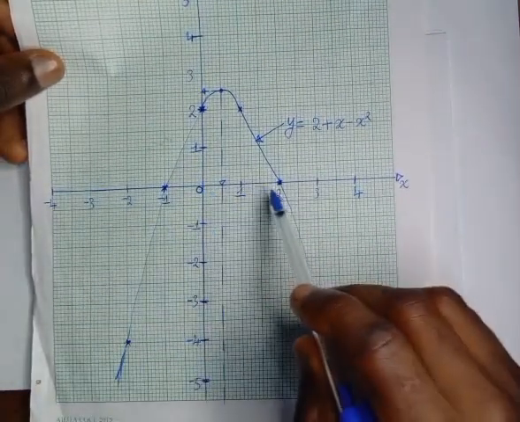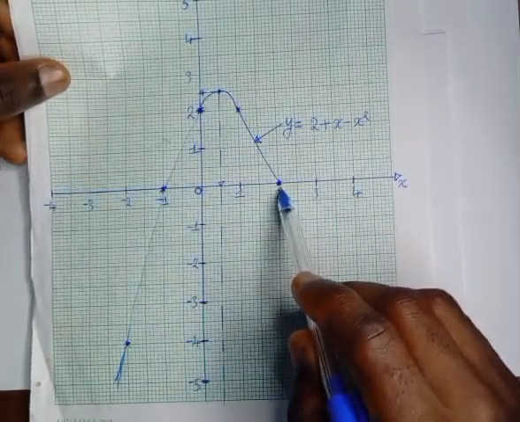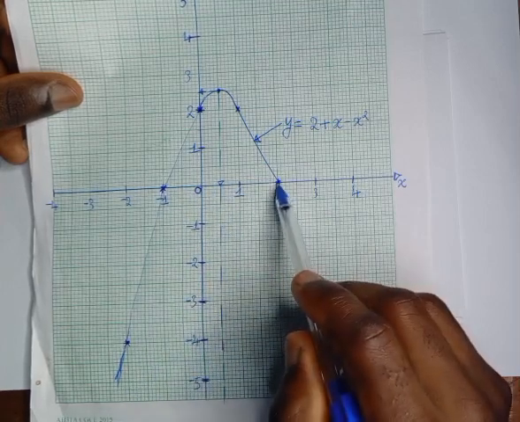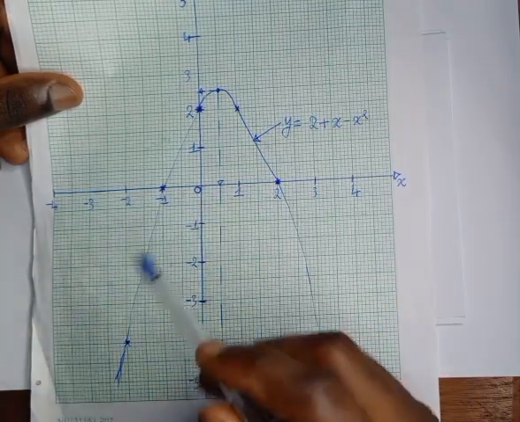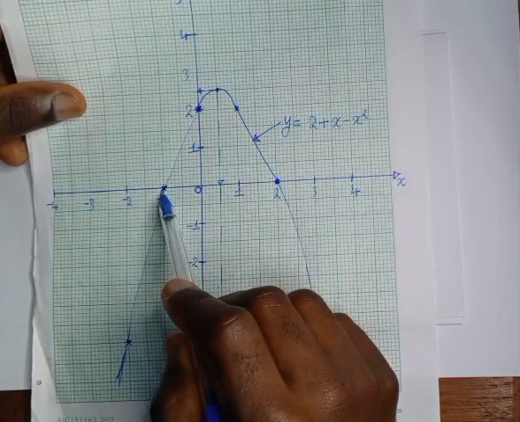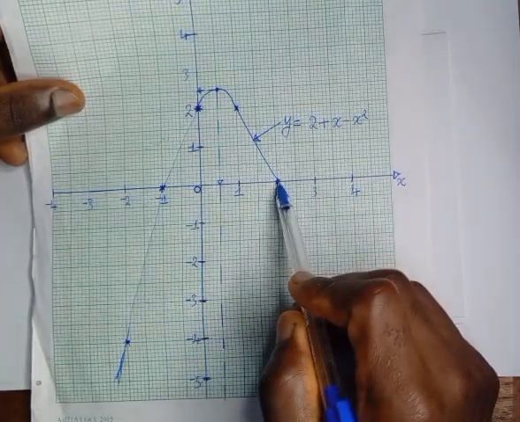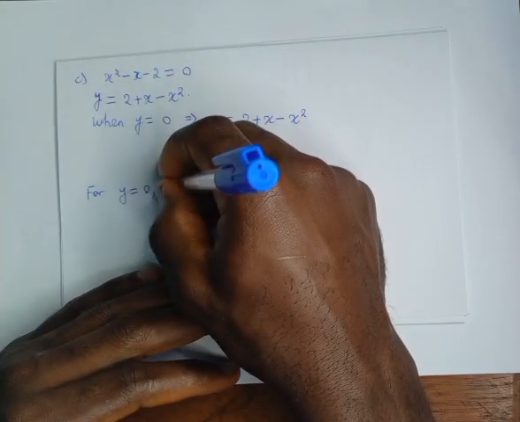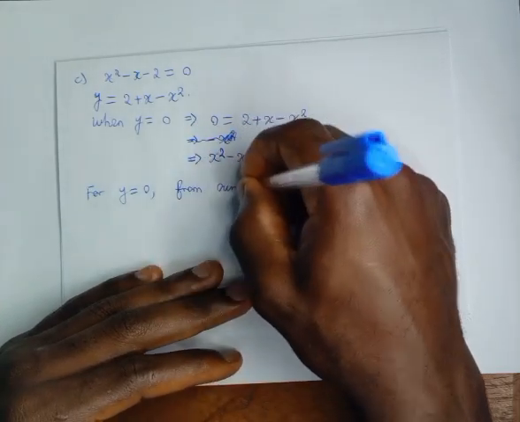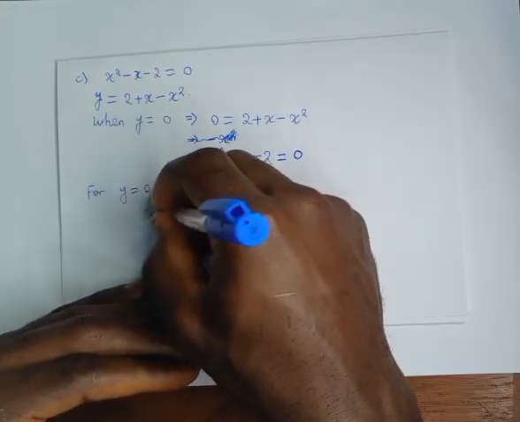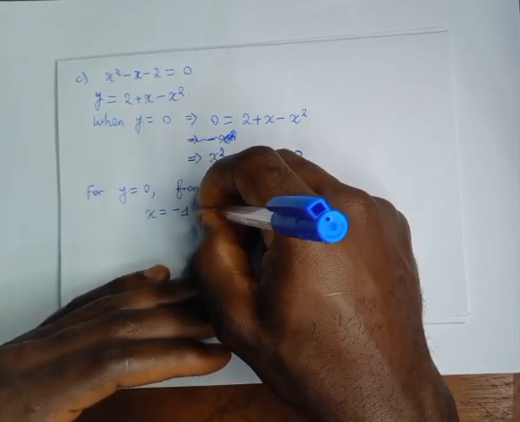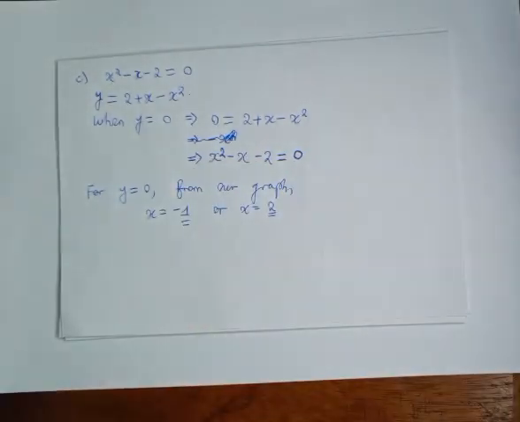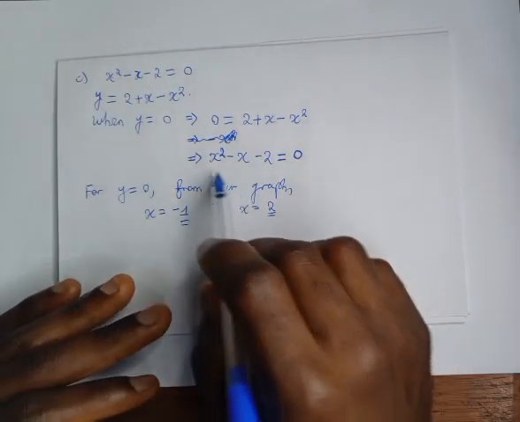When y is 0, that means at the points where it cuts the x-axis, you can see here, if you read the y value, it is 0. You read the y value, it is 0. So the values will simply be x equal to -1, x equal to 2, y equal to 0, from our graph. x is equal to -1 or x is equal to 2. x equal to -1 or x equal to 2 are the solutions of this quadratic equation.